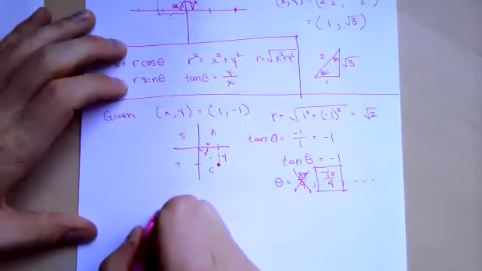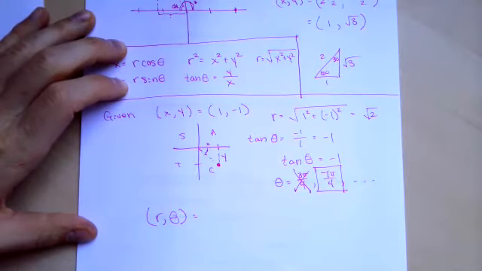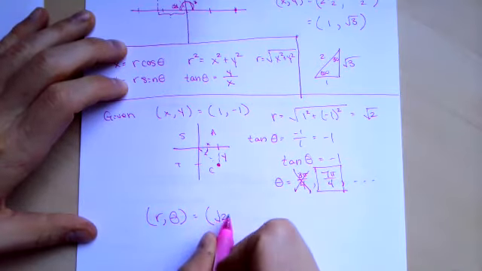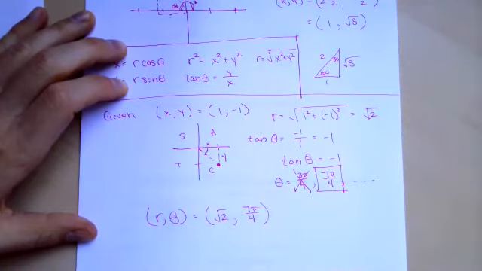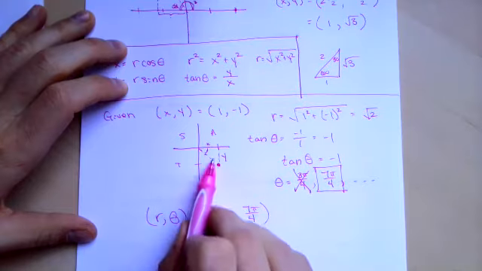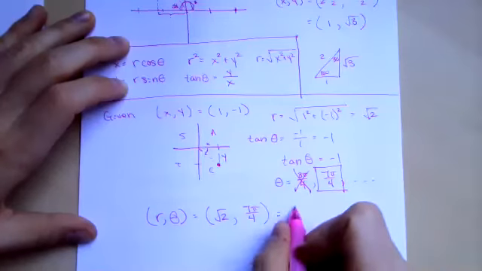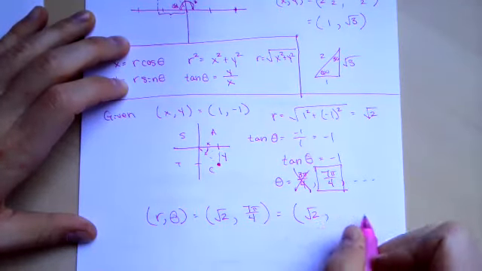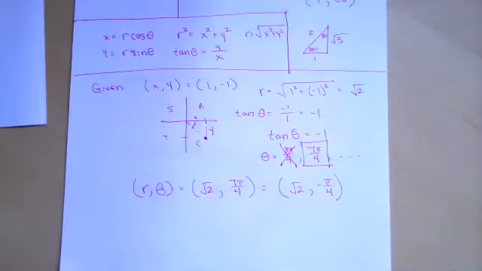So our polar coordinates for (1, -1), our (r, theta), is going to be square root of 2, 7 pi over 4. Equivalently, since I can add and subtract 2 pi to theta, we could just have minus pi over 4 if you want to allow negative thetas. Any questions on that?